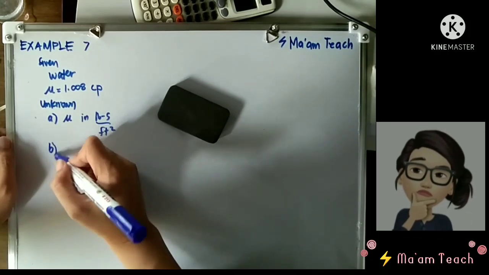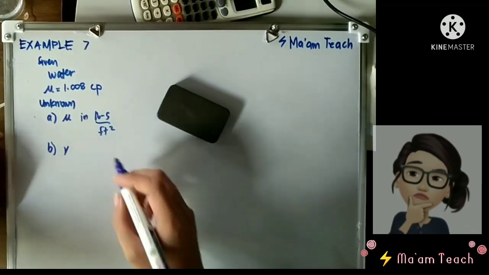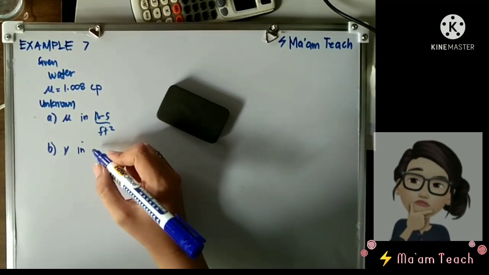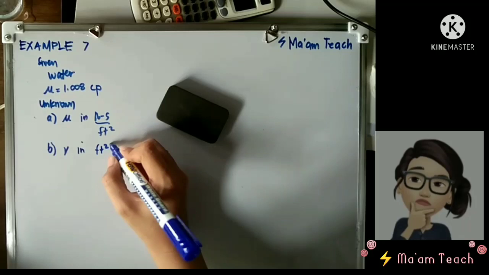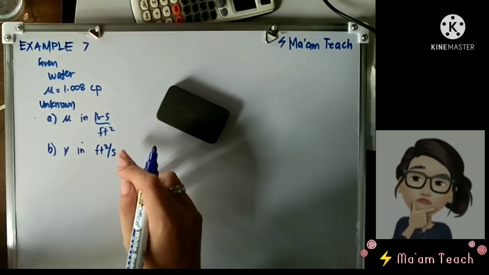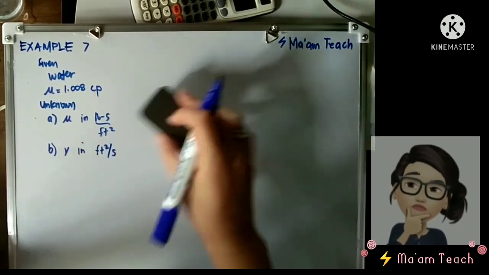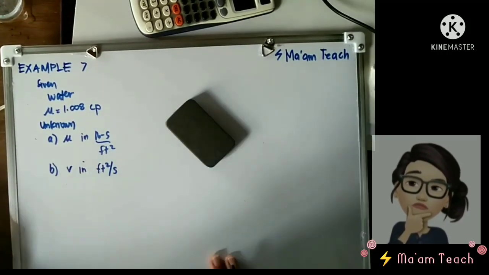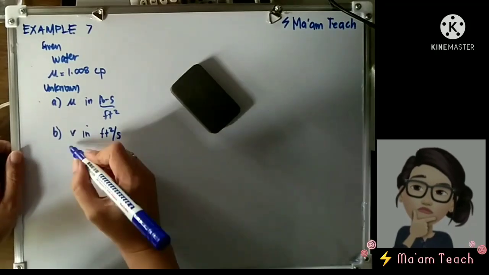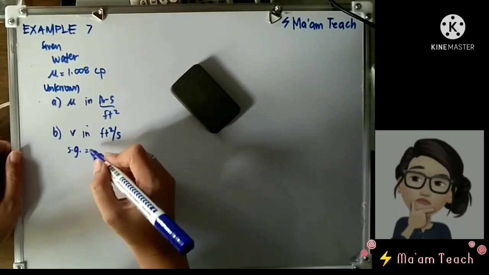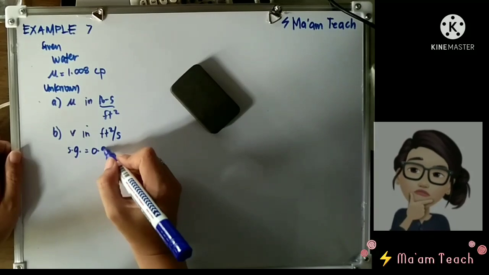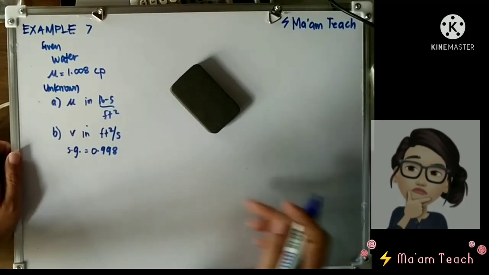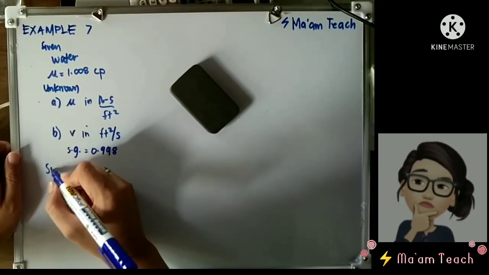For letter B, we are asked to solve for the kinematic viscosity, and it should be in the unit of square foot per second. Take note, in order to solve for the kinematic viscosity, we are given here the specific gravity, which is equal to 0.998.